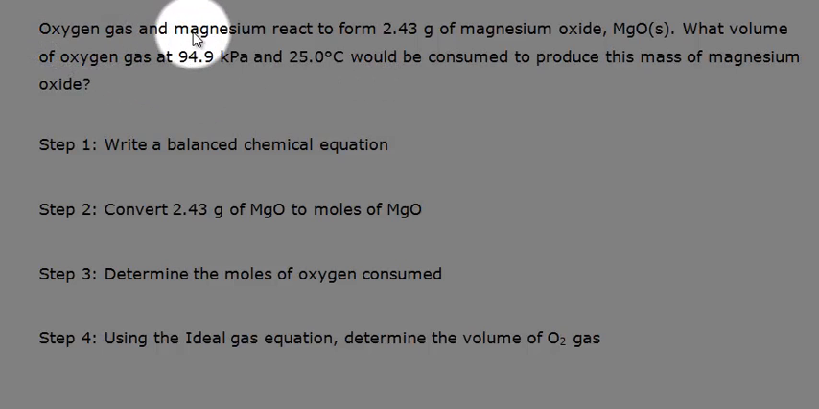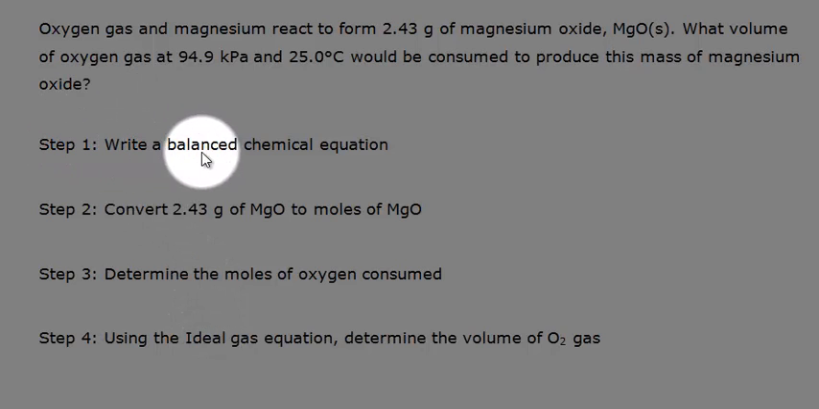Oxygen gas and magnesium react to form 2.43 grams of magnesium oxide. What volume of oxygen gas at 94.9 kilopascals and 25.0 degrees Celsius would be consumed to produce this mass of magnesium oxide? Now there are 4 steps to solve this problem.